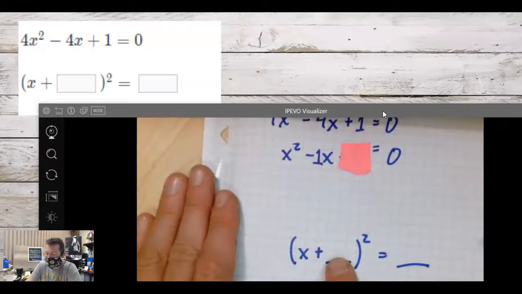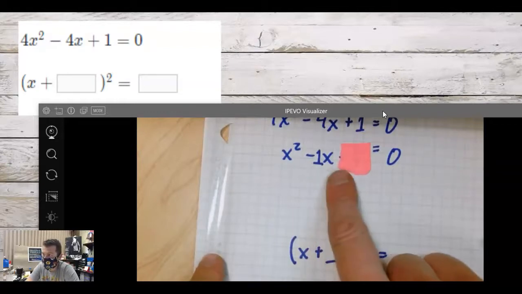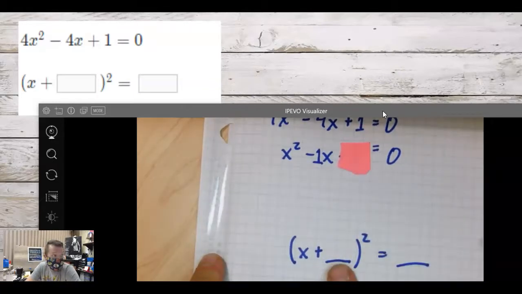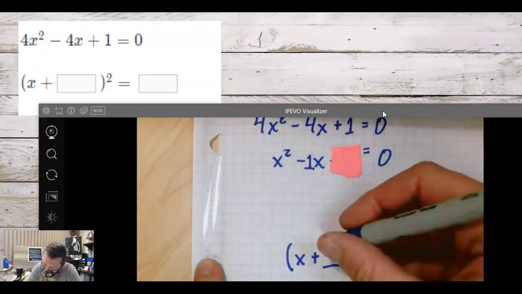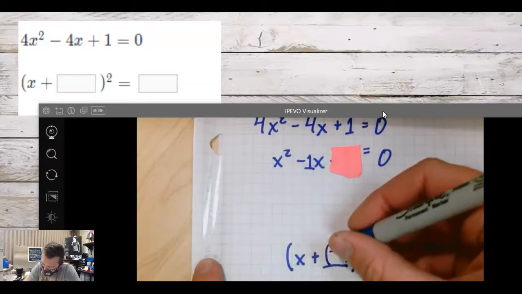That tells me what to do here, but 1 is weird, like squaring 1 and those sorts. So when we think about this c value, we're going to come back to that. What did we say last week is the trick for what goes here? Yeah, half of b, right? So half of b would be negative 1/2.